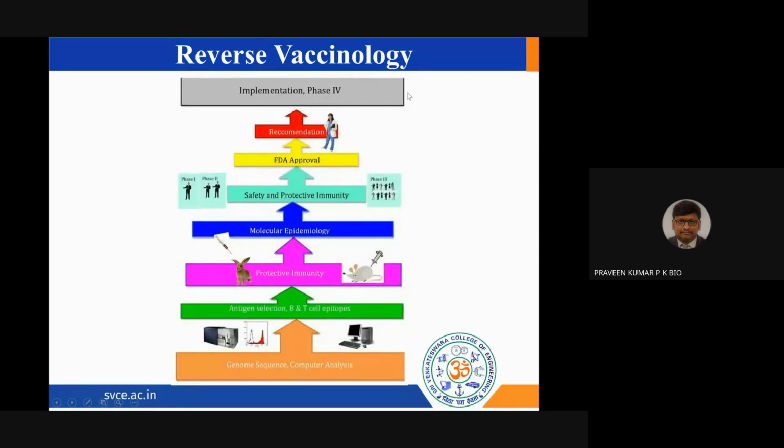If you see reverse vaccinology, generally you take the genome sequence, you go for computational analysis, and we bring the antigens. We develop the antigen selection. I mean, after selecting the antigens, we bring the T cell epitope based peptides, and then we go for checking the protective immunity, and we can also check the molecular epidemiology.